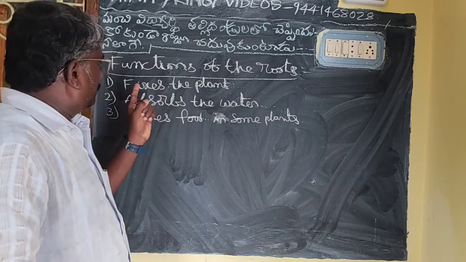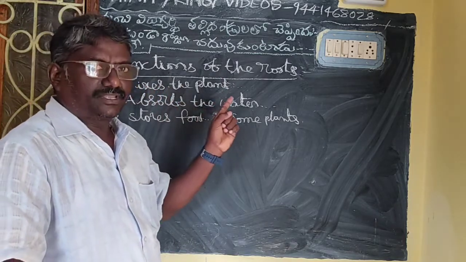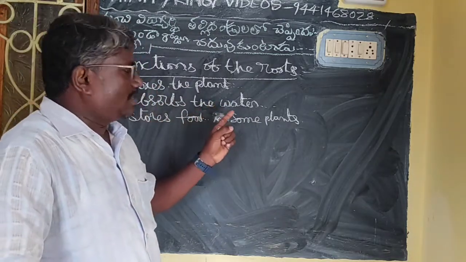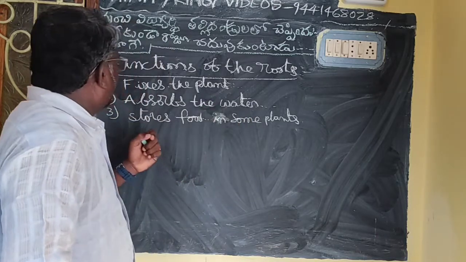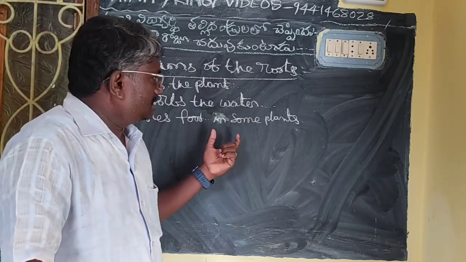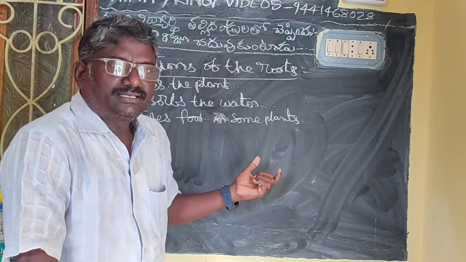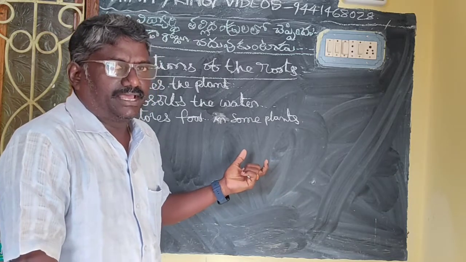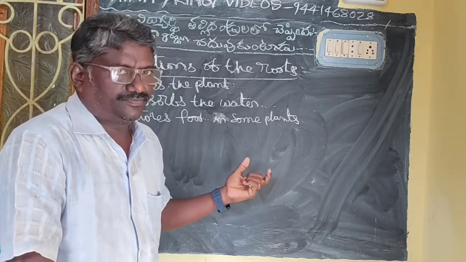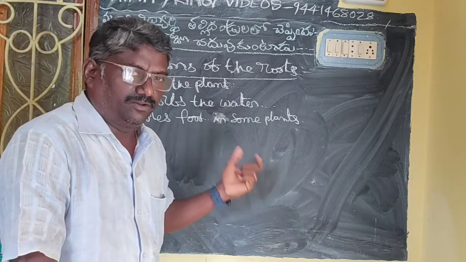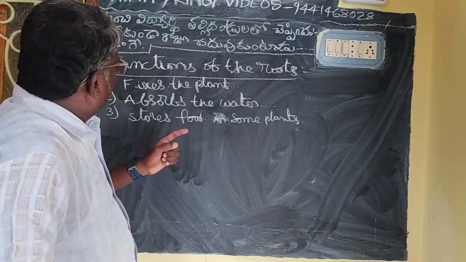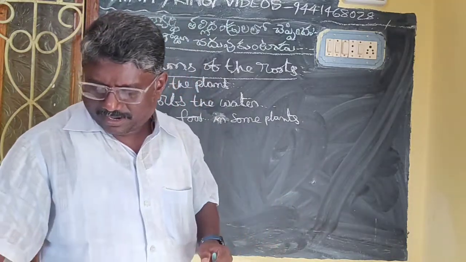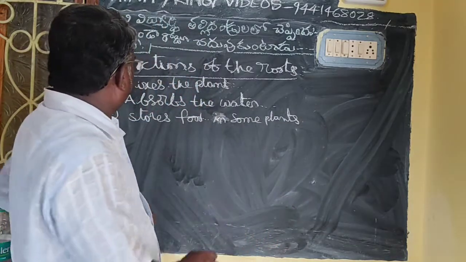The roots fix the plant in the soil and absorb the water from the soil and store food in some plants. Such type of roots are called as modified roots. రూపాంతరము చెందిన వేరు. So here, modified roots.